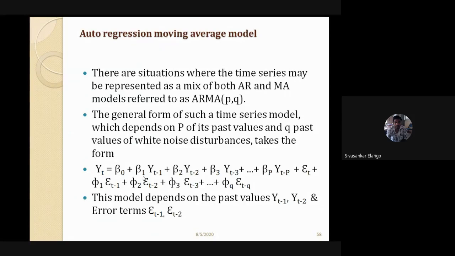We combine autoregression and the moving averages model. So if you are going to have only two values, AR2, which means autoregression with P value 2, and moving averages with Q value equal to 2, we will have only two variables. Yt depends on yt minus 1 and yt minus 2, and it depends on the error terms epsilon t minus 1 and epsilon t minus 2.